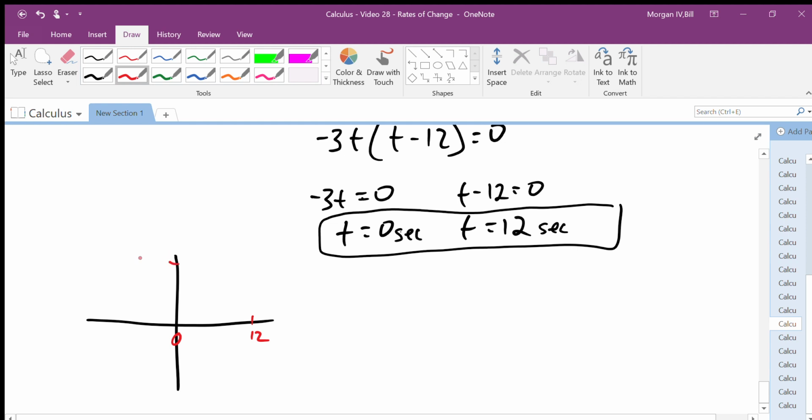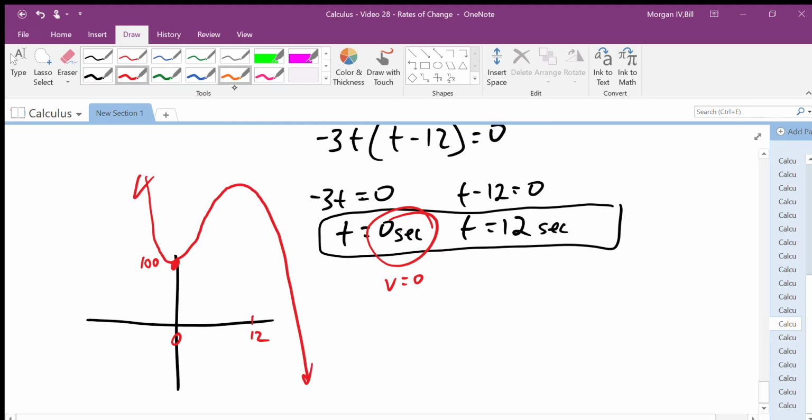We can see that at time 0, the position is at 100. We know it's a negative cubic graph, and we know also that at t equals 0, the velocity is equal to 0. So it's going to flatten out there. So it's going to look something like this. It's going to come down, going to go back up. At 12, it's going to flatten out as well. So at 0, we should have a slope of 0. At 12, we should have a slope of 0 as well. And you get a curve that looks something like this for our position function, s of t.